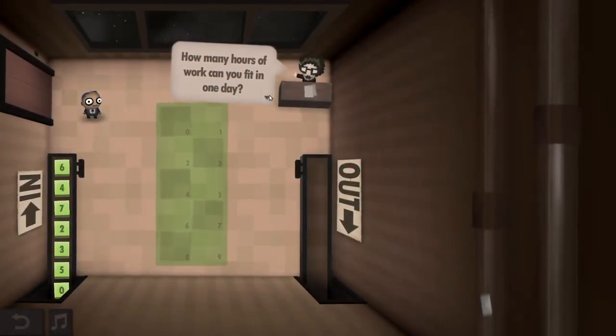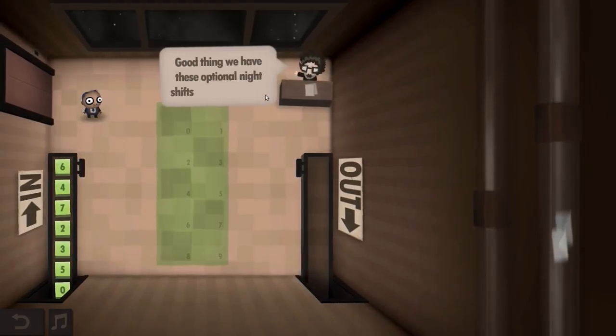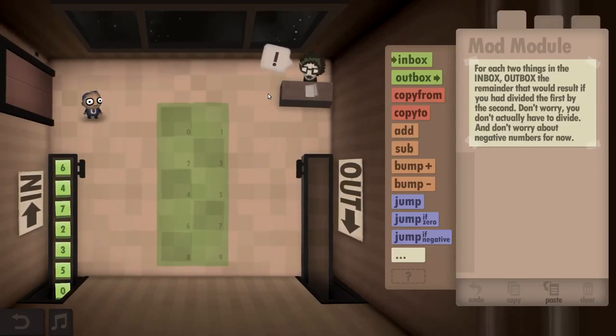Wow. It's just that simple. Huh. We did them both. Nice. Small divide. Oh no, mod module.